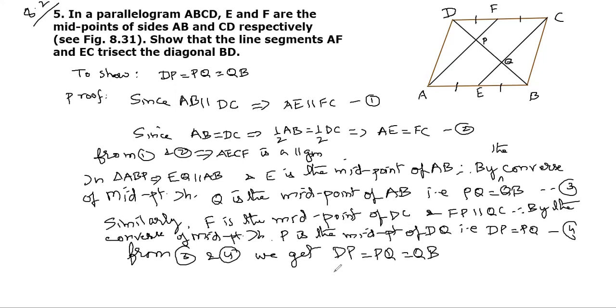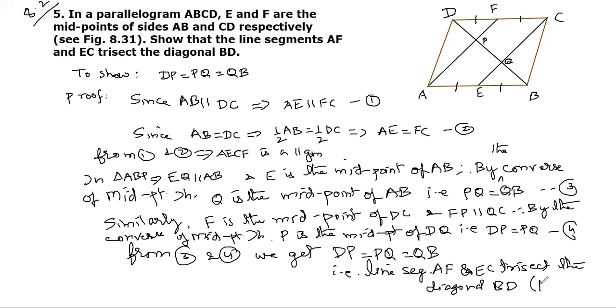That is what trisect means, three equal parts. So the line segments AF and EC trisect the diagonal BD. Means proved.